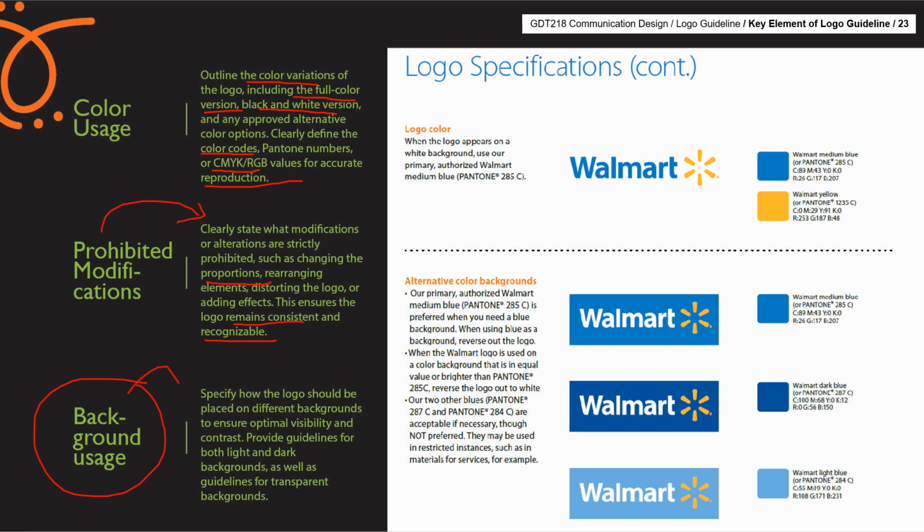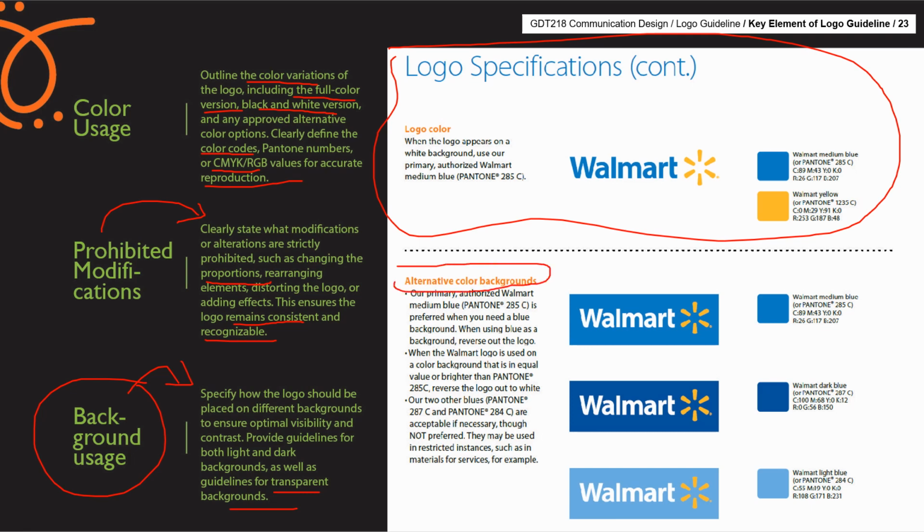Background usage. Specify how the logo should be placed on different backgrounds to ensure optimal visibility and contrast. Provide guidelines for both light and dark backgrounds as well as guidelines for transparent backgrounds. So this is the logo specification. Okay, and also the alternative color background from the hero color palette of Walmart.